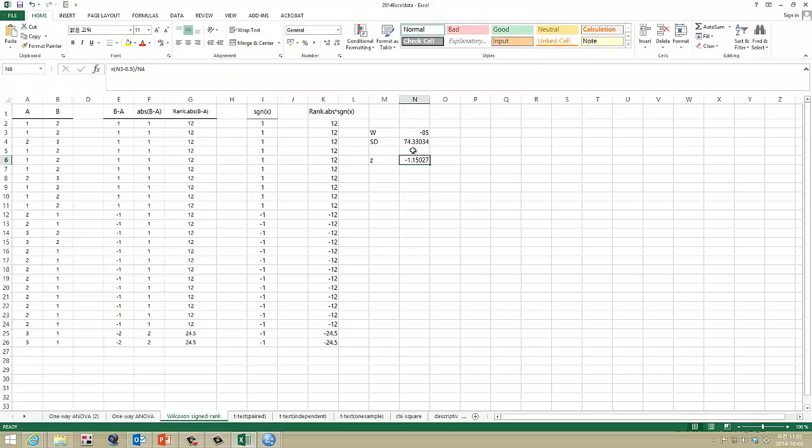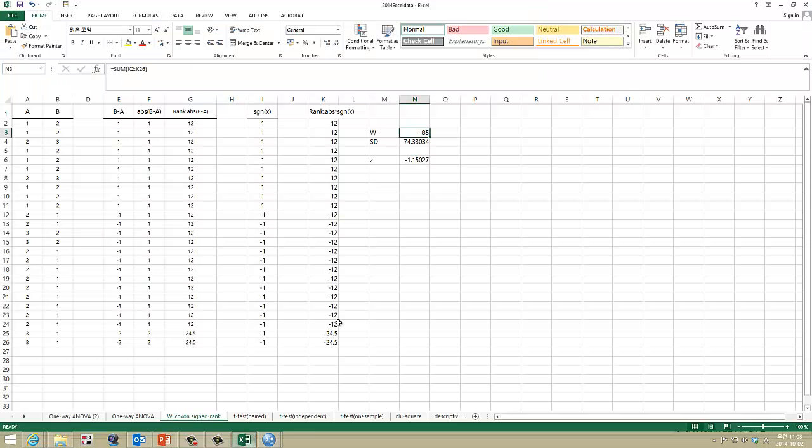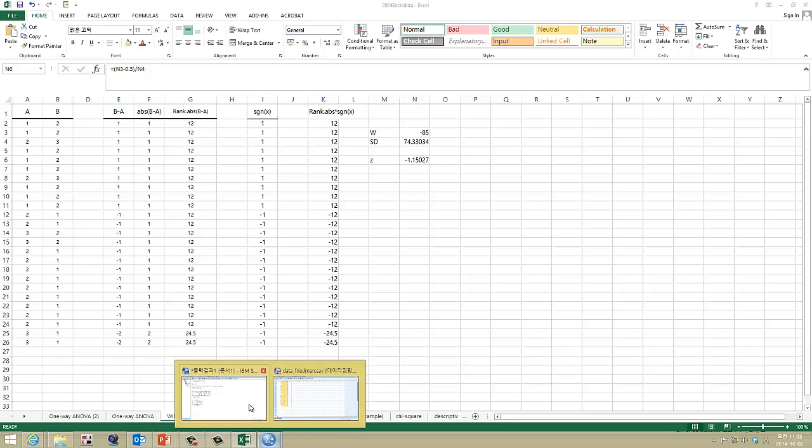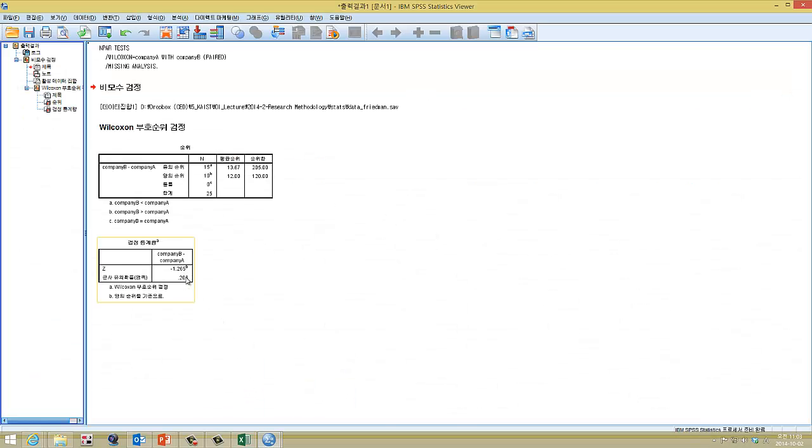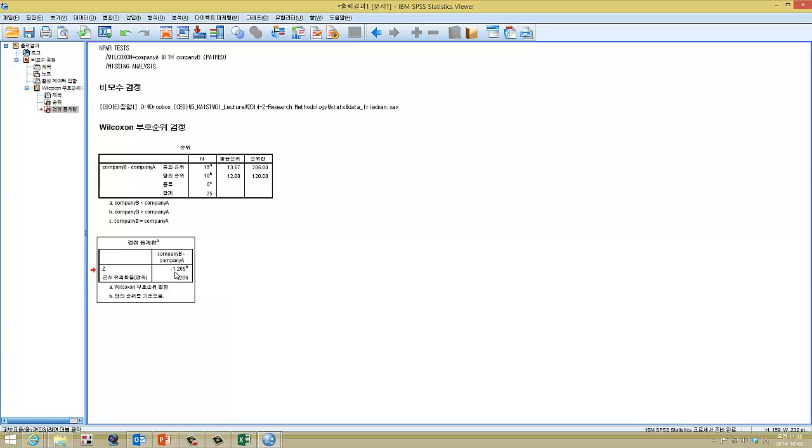If you remember this -85, then actually this indicates the W value. So based on that W value, and as I explained earlier, SPSS has its own slightly different calculation for obtaining standard deviation. So it results the Z value a little bit slightly different from here, but it also tells us that the difference of mean ranks are not statistically different. This Z value also does not reach the criteria.